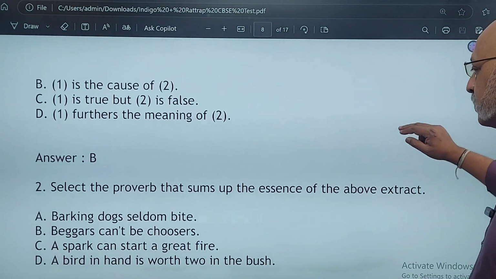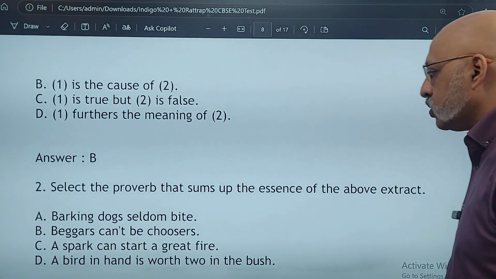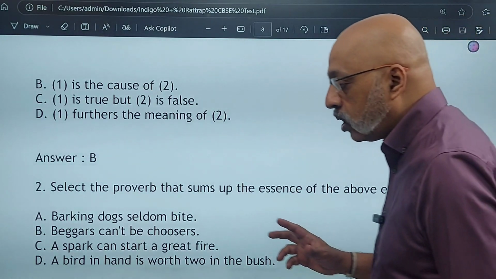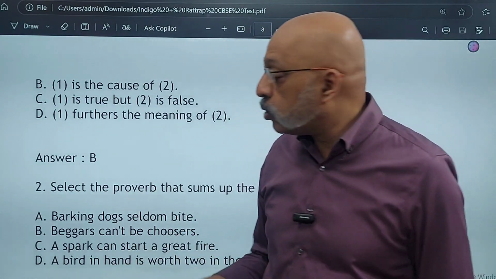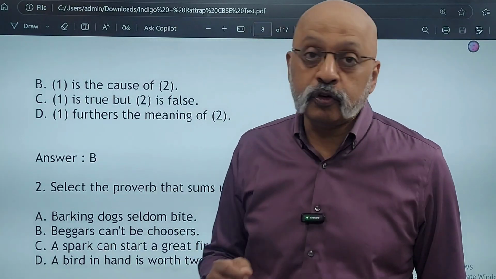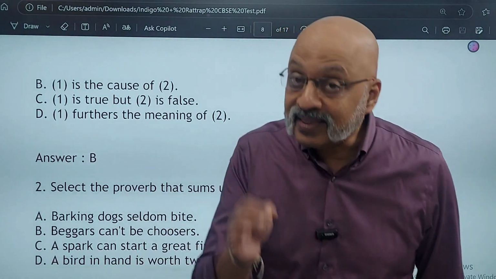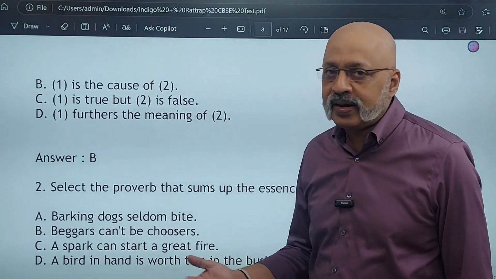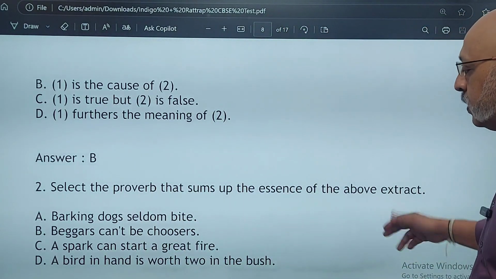Select the proverb that sums up the essence of the above extract. Barking dogs seldom bite, beggars can't be choosers, a spark can start a great fire, a bird in hand is worth 2 in the bush. So these kind of idioms and phrases which come, you need to ensure that you understand the meaning of these idioms. If you do not understand the meaning of these phrases, then it is quite possible that you could go wrong. So it's essential, and these are not complicated idioms. Class 12, you should be aware of the meaning of all these idioms.